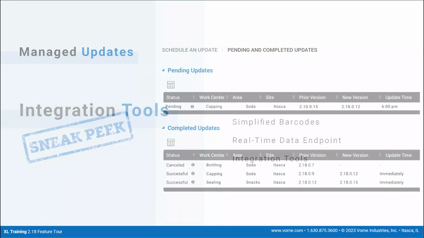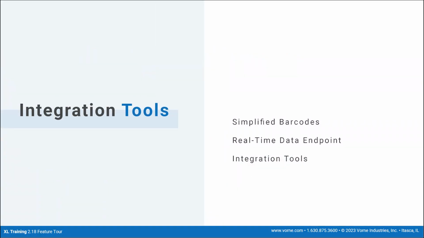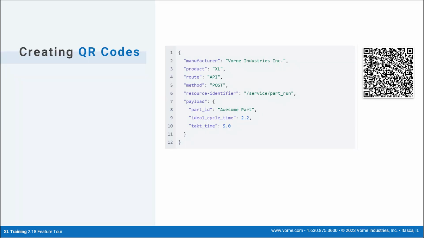Our final topic is integration tools, features that are geared towards integrating Excel with other systems and applications. First, we've added a simplified barcode protocol that is particularly helpful for users who generate Excel-readable barcodes from their ERP or MES systems. There are 2 key simplifications to the protocol. The first is that the new format only uses printable characters. The second is that a checksum is no longer required.